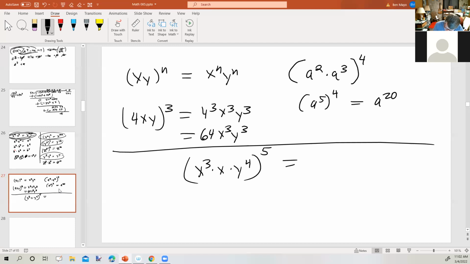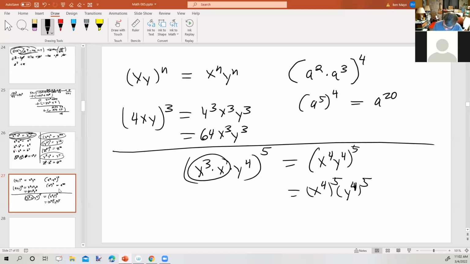So first of all, inside I'd have x to the 4th, y to the 4th, right? Then I'd have x to the 4th to the 5th, y to the 4th to the 5th. And then I'd get x to the 20th, y to the 20th. So there I used all 3 of those first rules. Okay, perfect. All right. Quotient rule.